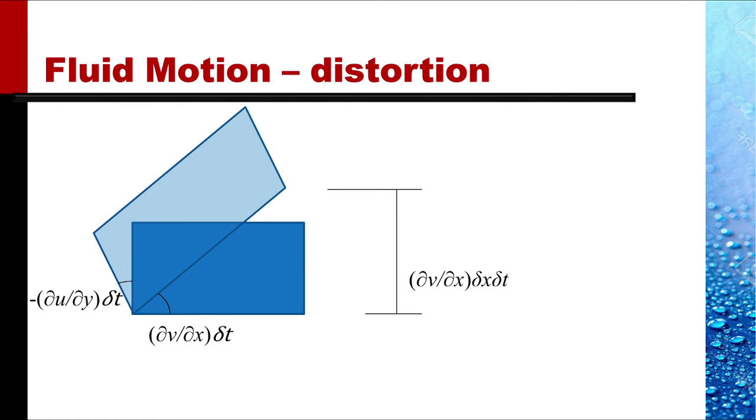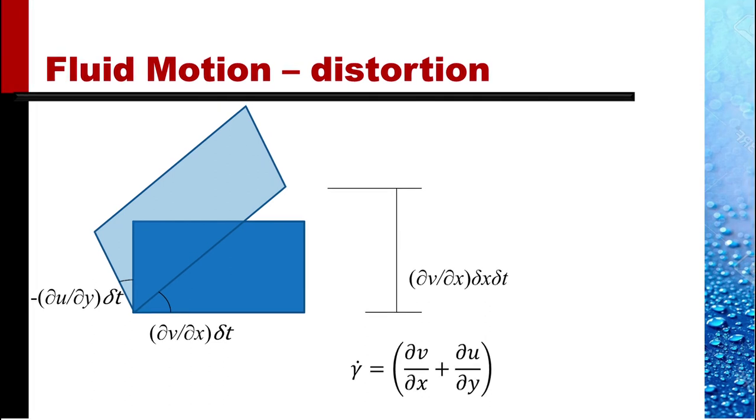But what is the distortion? One side is moving counterclockwise, the other side is also moving counterclockwise. So we can find the distortion by subtracting the two rotations, and the rate of distortion per unit time is now given by 1/2 of dv by dx plus du by dy.